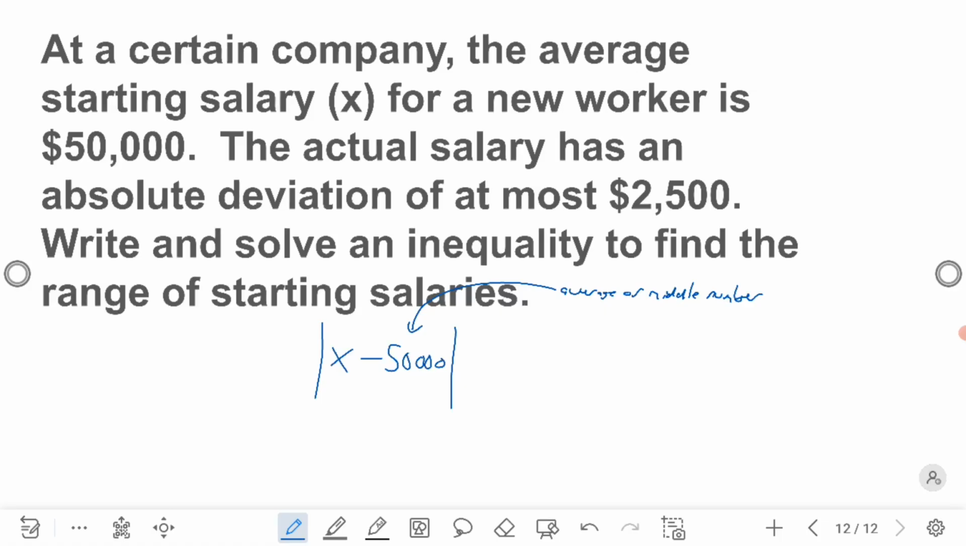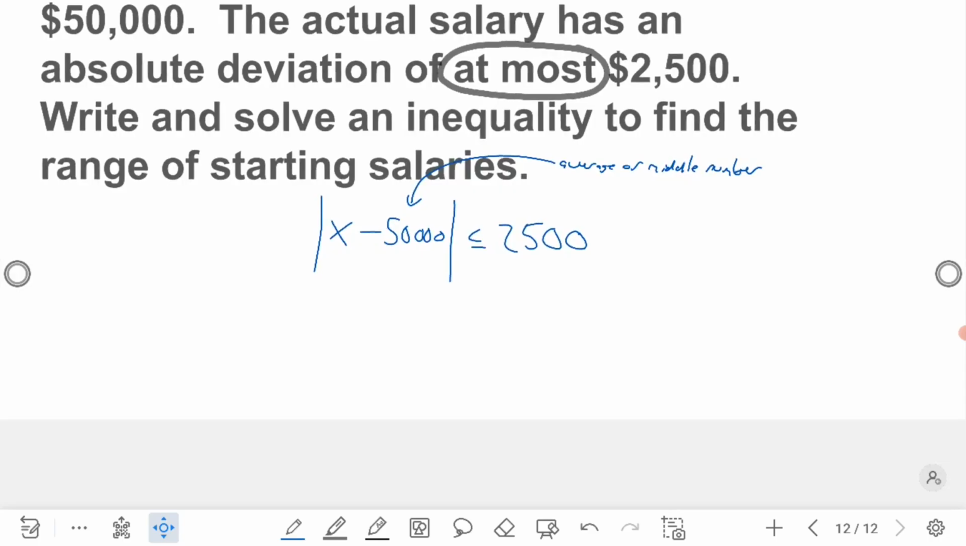Okay, a key word up here, it says the absolute deviation is at most. If something is at most, that means it is less than or equal to. And how much does it deviate by? It tells us in the problem that it can deviate by up to 2,500. Okay, so there's our problem. That's the writing of the inequality.